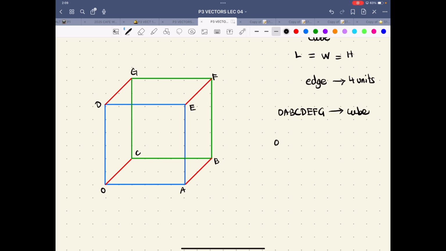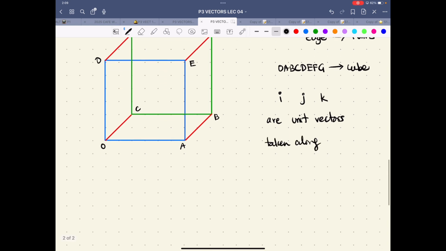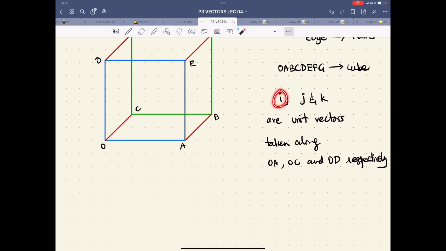And now I'm writing OA is a unit vector, but before that I'll write a statement which you will see in all the questions. I, J and K are unit vectors taken along the labelings that we have done along OA, OC and OD respectively. That means I is taken along OA, J is taken along OC, K is taken along OD. So one unit vector I will be over here, one unit vector J will be over here, one unit vector K will be over here.